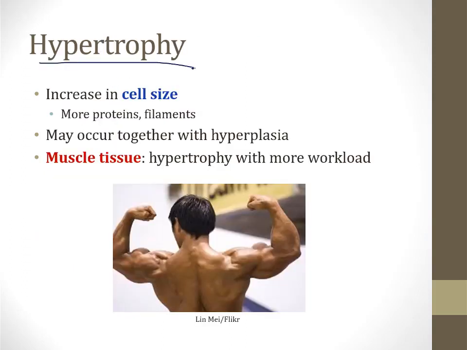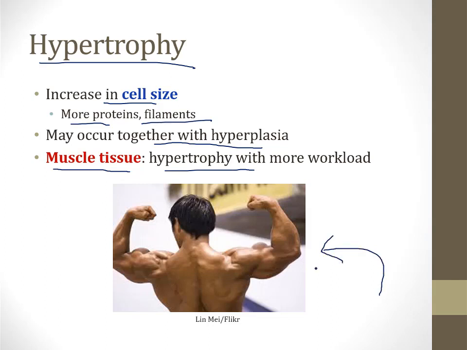Let's start with hypertrophy. This is an increase in cell size. Cells that undergo hypertrophy synthesize more proteins, more filaments, and they become larger. This often occurs together with hyperplasia, as I said before, but you should be aware that muscle tissues like your heart and the muscles in your arms undergo only hypertrophy. They do not undergo hyperplasia. What this means is when you lift lots of weights, for example like this man shown on the screen here, you will not increase the number of muscle cells, but the muscle cells you have will get larger. The same is true in the muscle tissue of the heart.